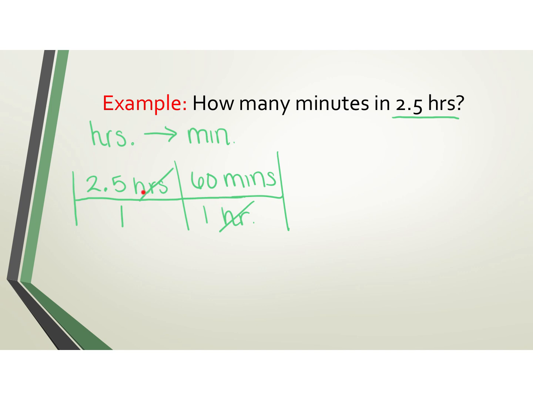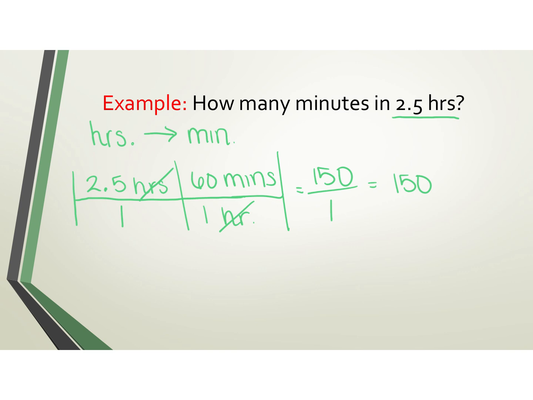And then how we do the math on this, you're going to multiply the top row. So what's 2.5 times 60? 150. Then you'll multiply the bottom row. What's 1 times 1? Okay, and then now you just divide 150 divided by 1, which is, okay, 150.